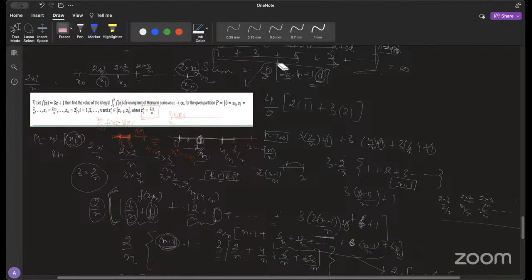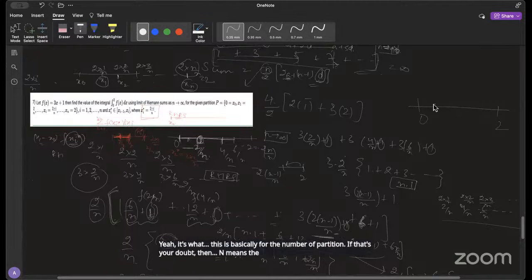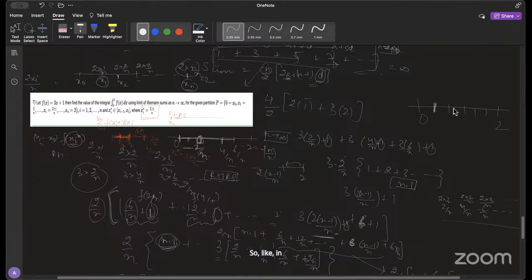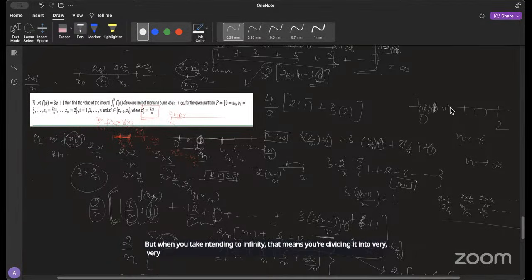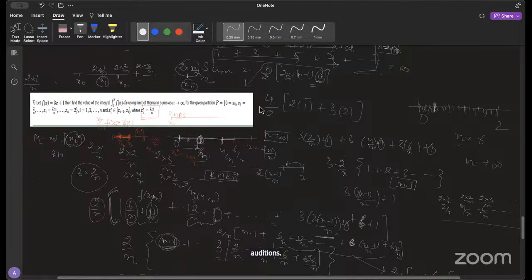The infinity is for n, not for the interval. It is basically for the number of partitions. n means the number of sub-intervals that you've divided this big interval into. So in this one, it's 1, 2, 3, 4, 5, 6, so your n is 6. But when you take n tending to infinity, you're dividing it into very, very small partitions, and the length of each subinterval would be approximately 0. It won't be exactly 0.